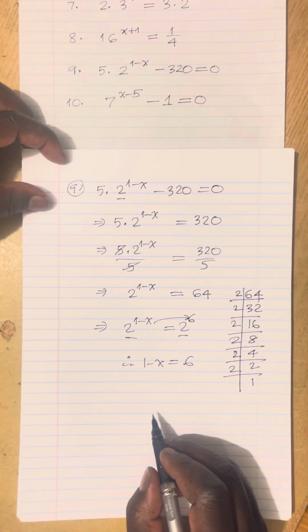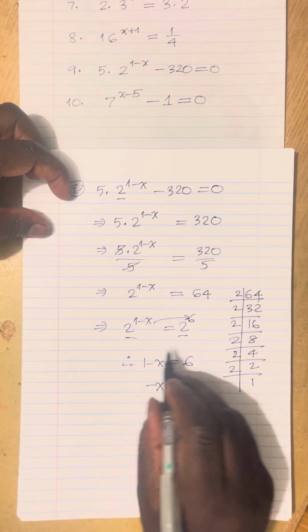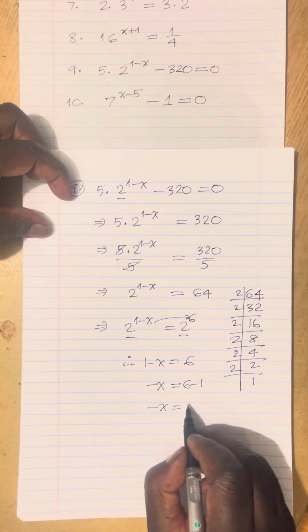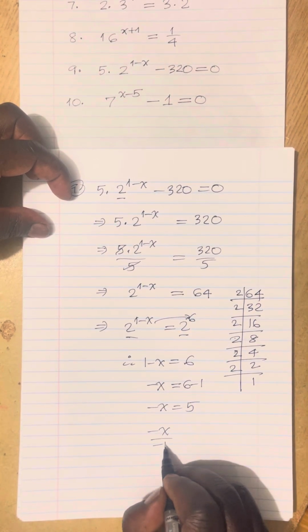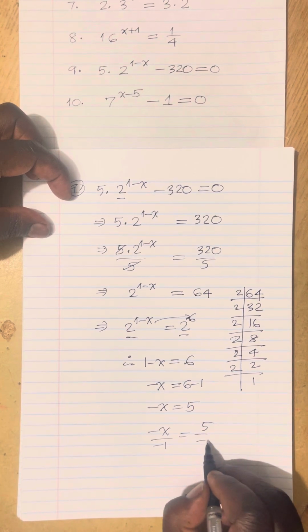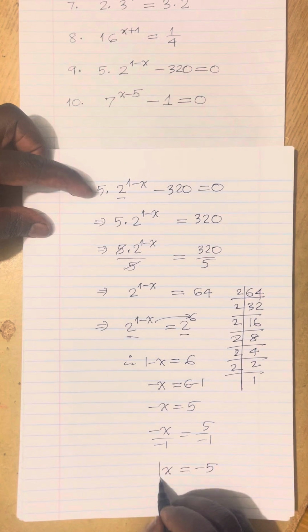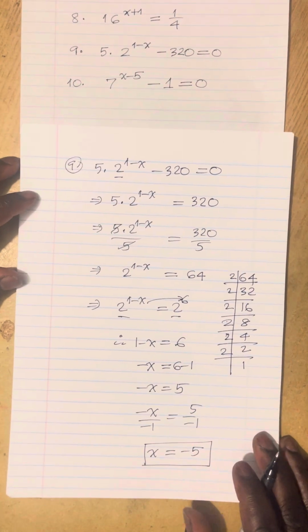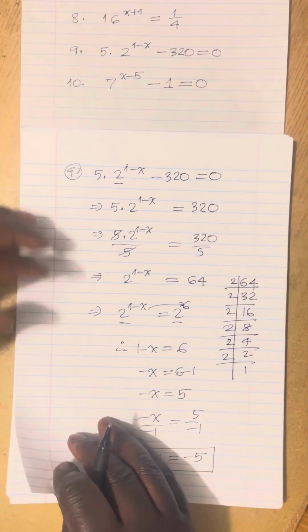What do you do? Well, leave minus x on the left, take 1 to the other side. You're going to get 6 minus 1. Minus x equals 5. Divide by minus 1 on both sides. Minus x over minus 1 equals 5 over minus 1. What do you have on the left-hand side? x equals minus 5 as your final solution. Right. Question number 9 done. Let's move to question number 10.